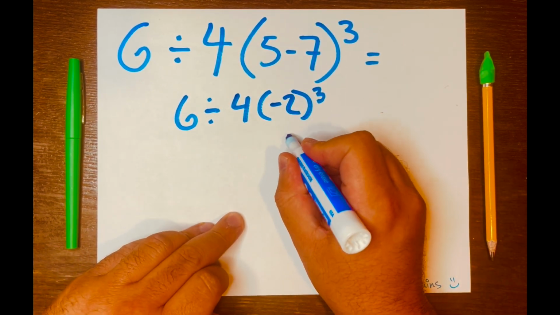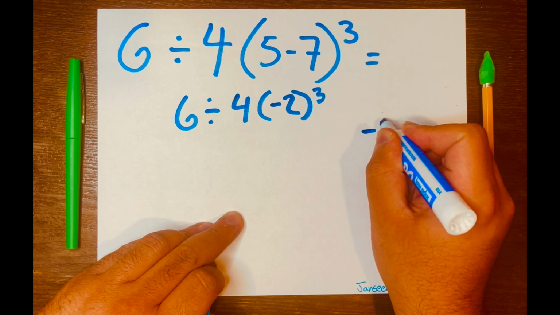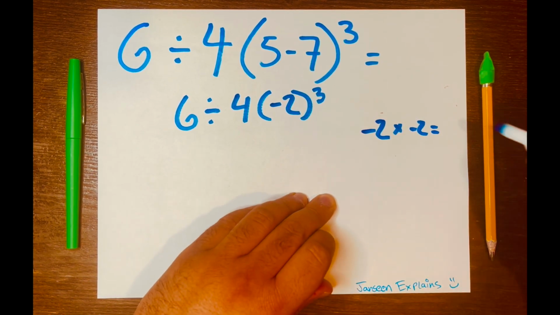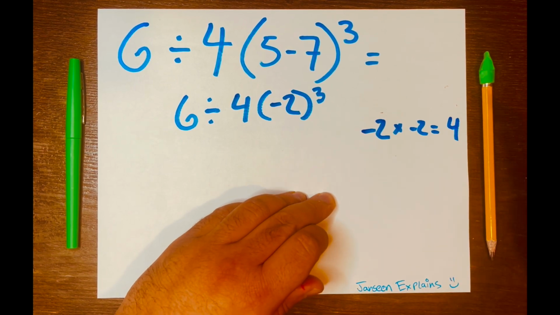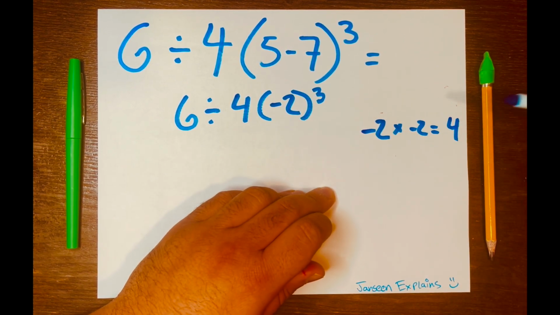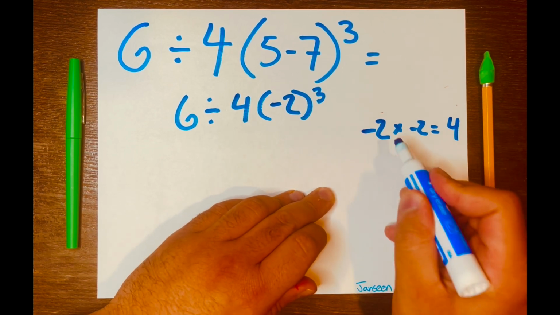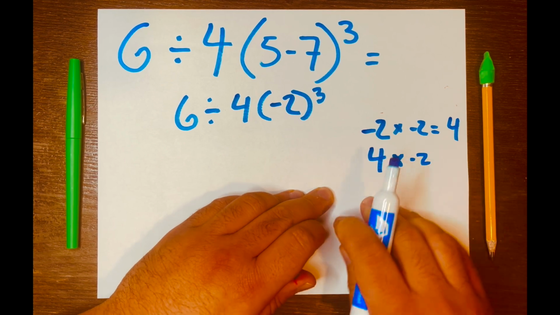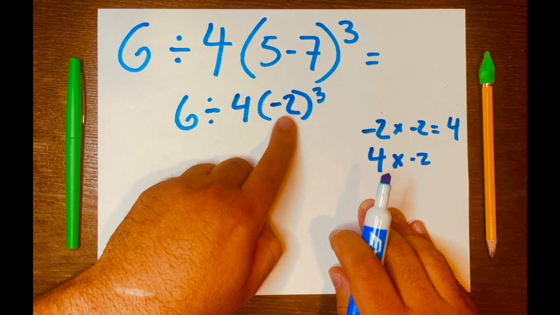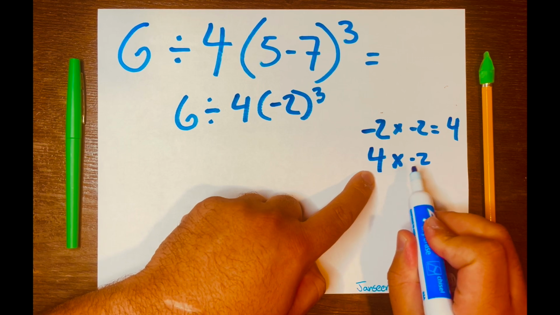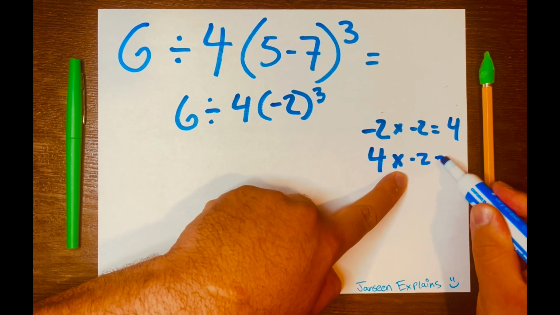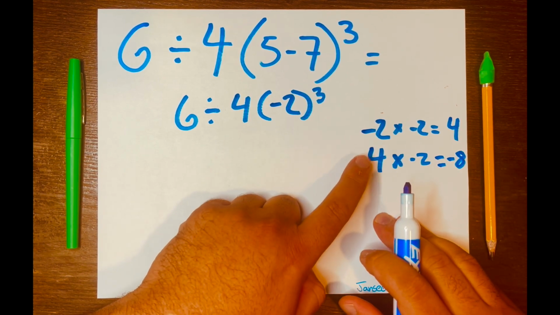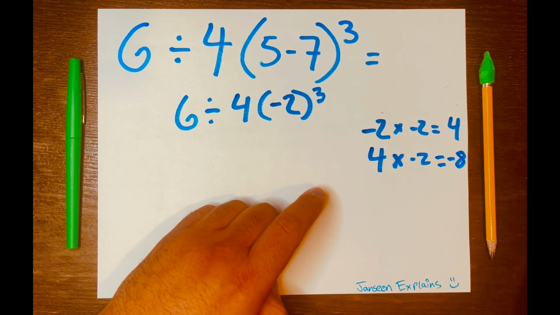So let's go ahead and do that. I'll write it over here. Negative 2 times negative 2 is positive 4. You should know that when you multiply a negative times a negative, it gives you a positive. And then we have to multiply 4 times negative 2. We have to multiply negative 2 3 times. So 4 times negative 2 is negative 8. And it's negative because multiplying a positive times a negative gives you a negative.